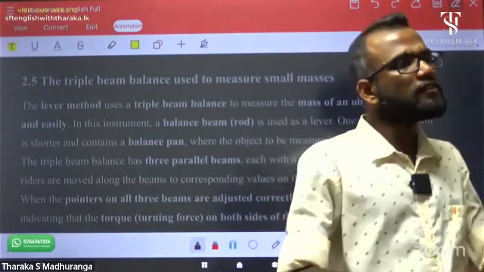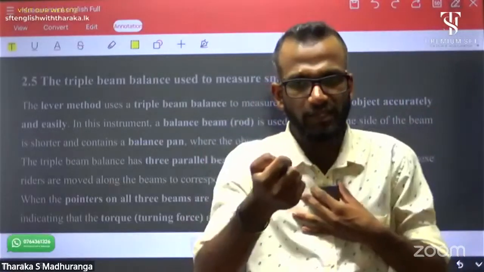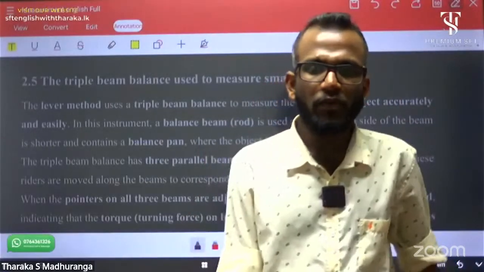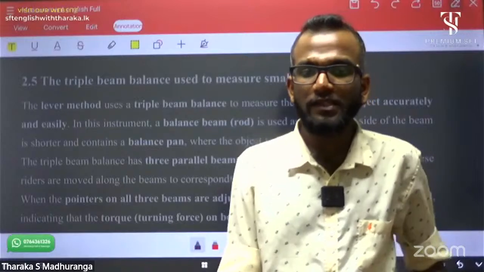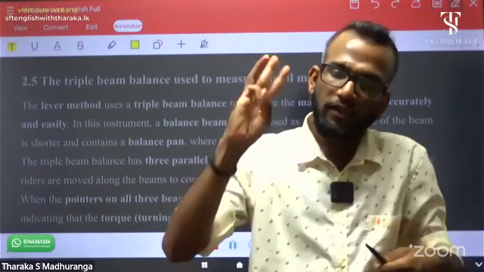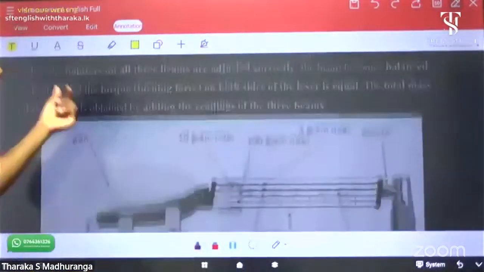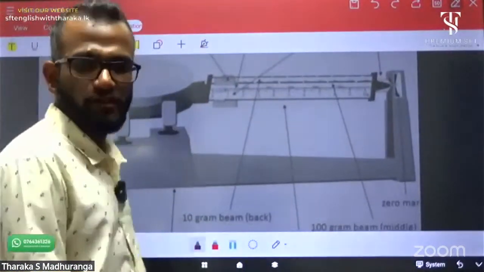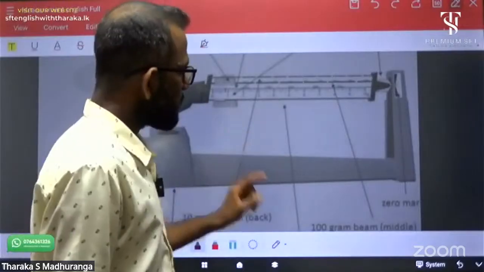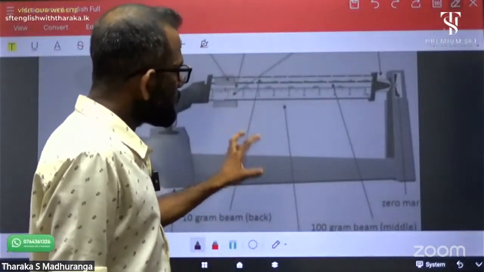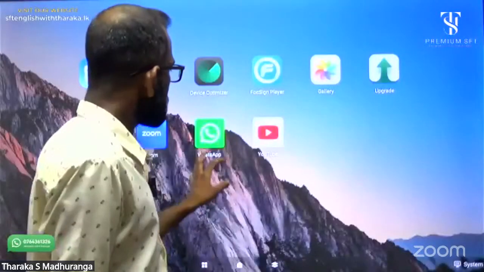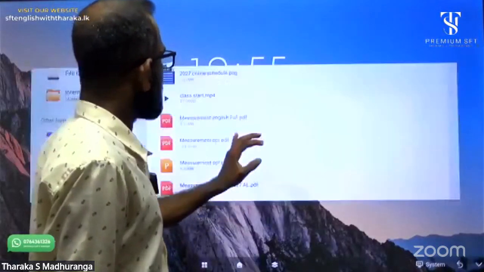Why do we call it a triple beam balance? The main reason is it has three beams. That is the instrument. I will show you a more clear diagram.